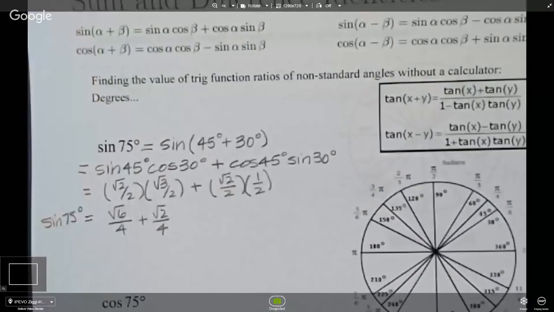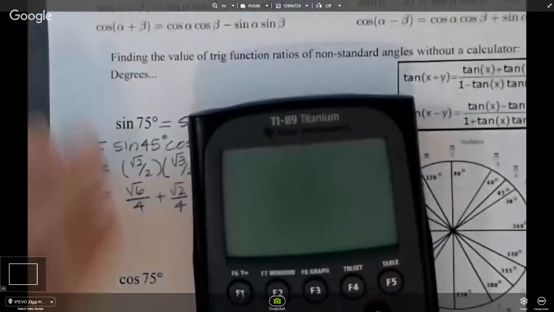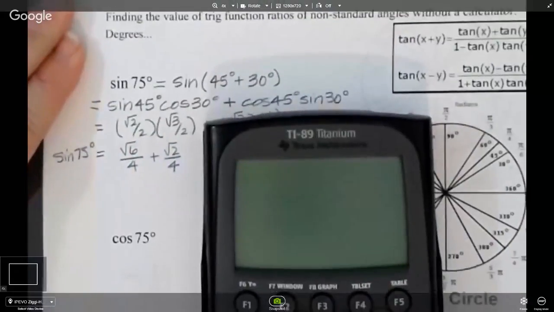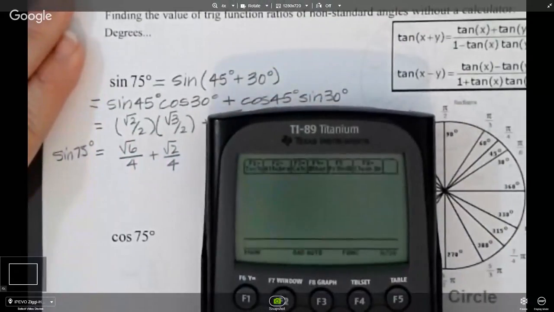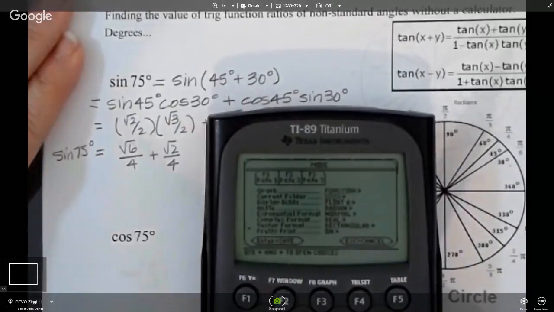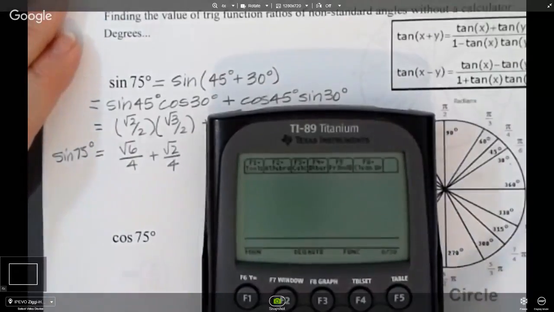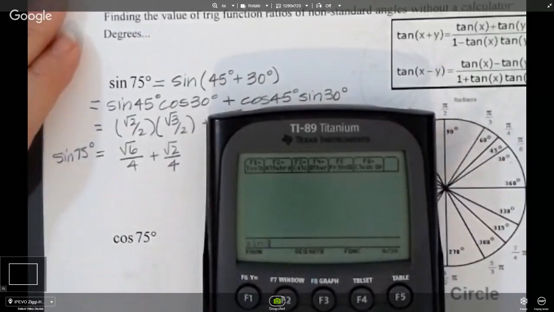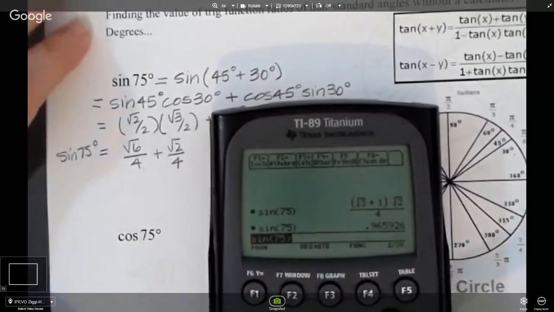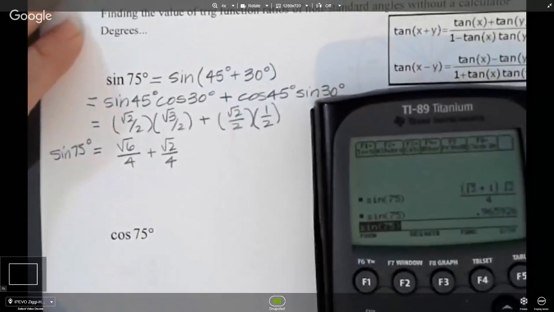Well, let's prove it to ourselves. Let's get our handy dandy calculator. Well, there it is. There's mine. Now, you'll notice I'm in radians, so I need to change my mode to degrees. You should be in degrees on your calculator too. And now I'm going to do the sine of 75 degrees. Well, it gives me the same thing, but I want the decimal value. And the decimal value is 0.9659.